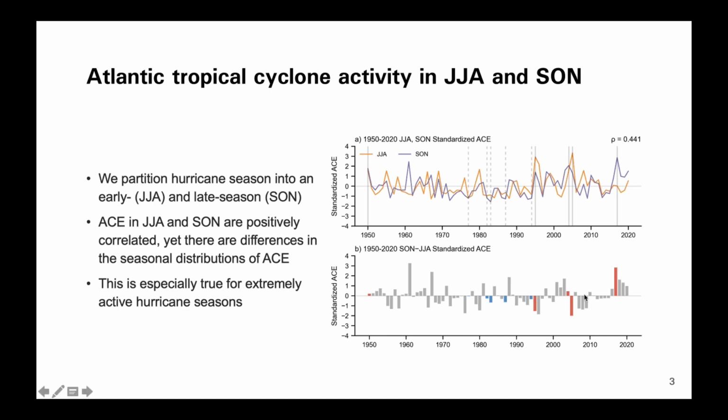So for example, that 2005 highly active hurricane season is heavily weighted towards JJA, but then 2017 ACE is heavily weighted towards SON. So this type of seasonal variability in tropical cyclone activities suggests a need for some seasonally dependent analysis of ACE.